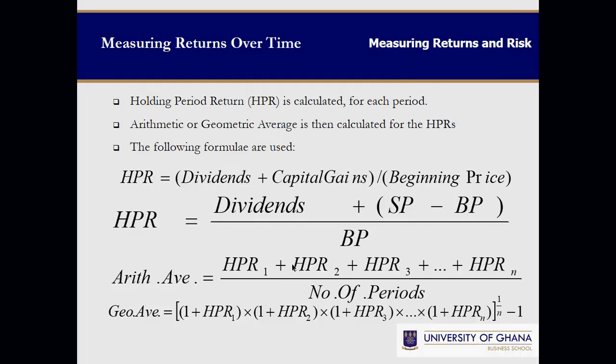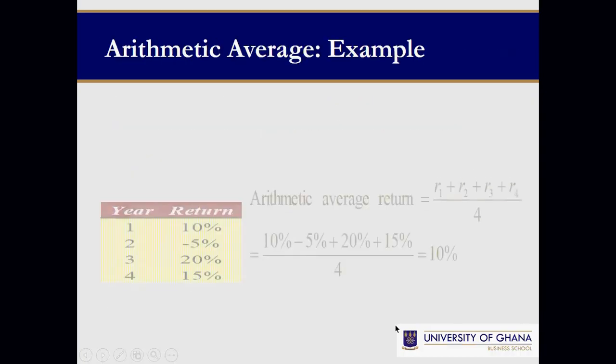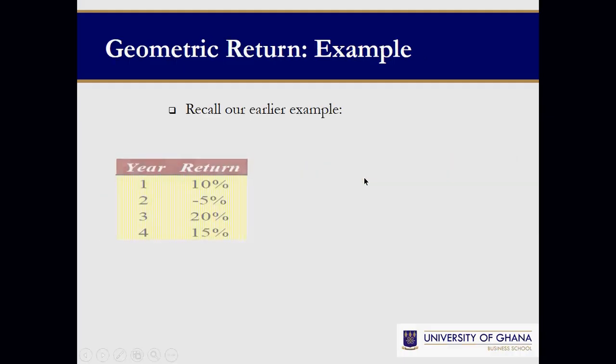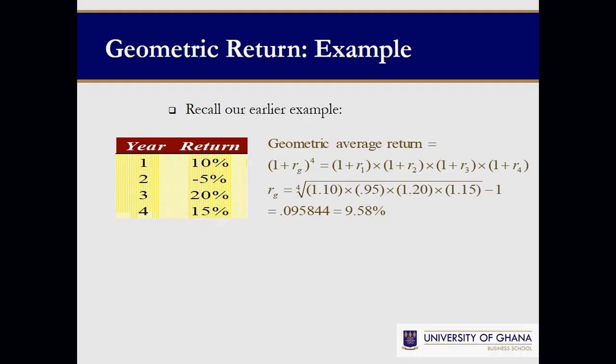So the arithmetic average, which we've also solved, is the sum of the HPRs all over the number of years. And the geometric average, we've also done this, with 1 plus the HPR times 1 plus the HPR, then raised to the power 1 over the number of years, then minus 1. So using the example, there it is. We've done this already. So 1 plus this. This is what they did, right? But when we use the same thing that we did, you will be arriving at here.